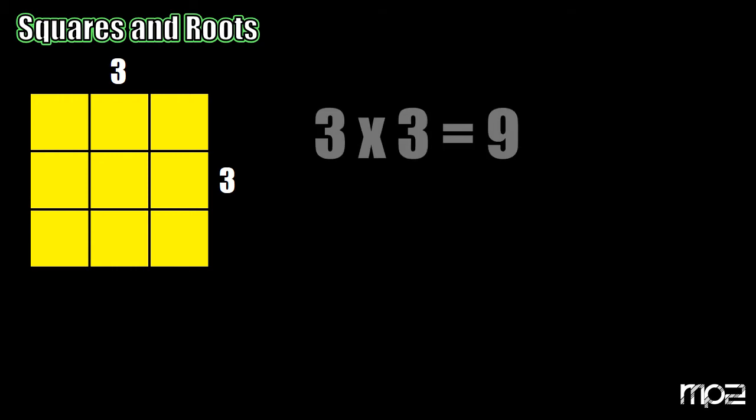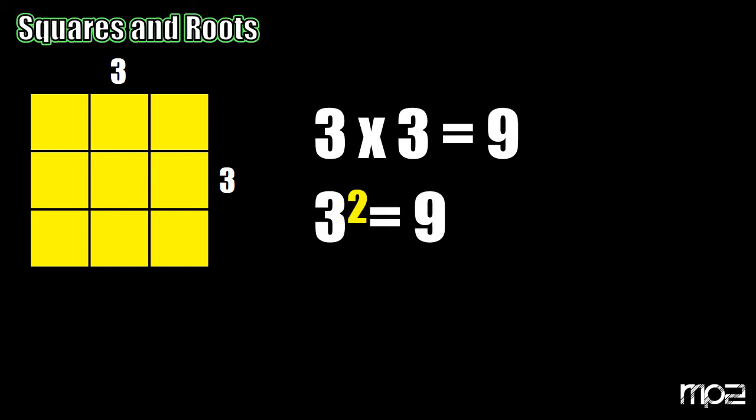So what about 3, my side lengths being 3 on the square? I can write this out as, you guessed it, 3 times 3 equaling 9. I can also write it out as 3 to the power of 2, being 3 squared, equaling 9. And you guessed it, 9 is a perfect square number. And so there's a pattern to this.